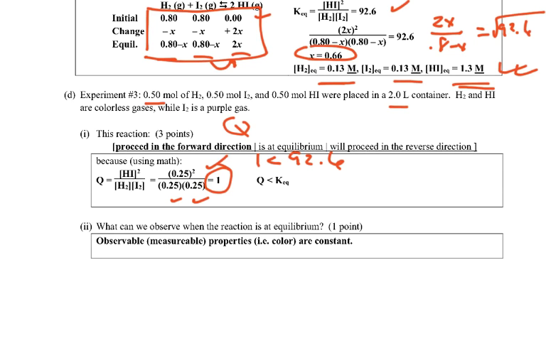So since Q is less than K, it is going to shift forward. So it's going to proceed in the forward direction. And what can we observe when the reaction is at equilibrium? Everything that is observable is going to be constant observable properties.